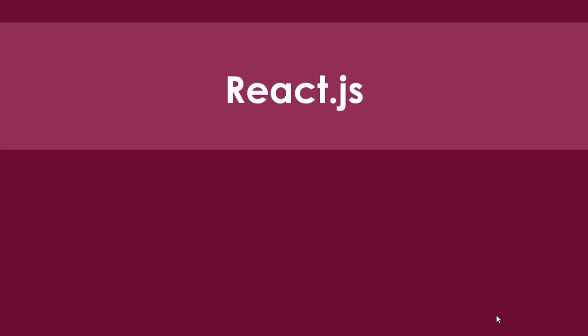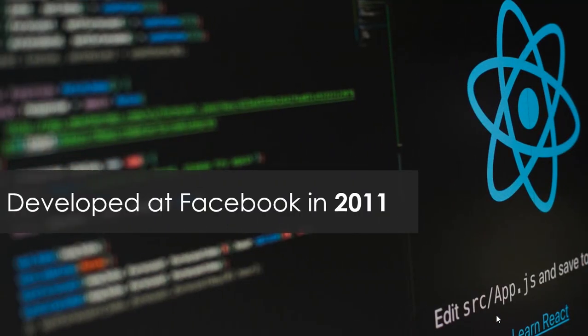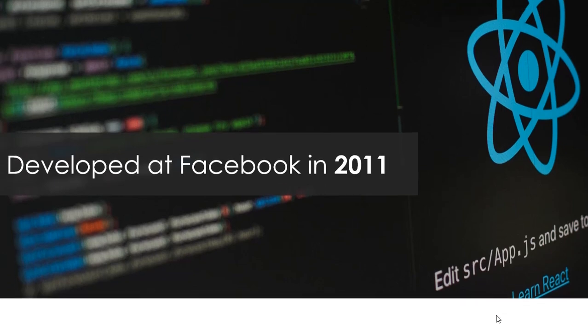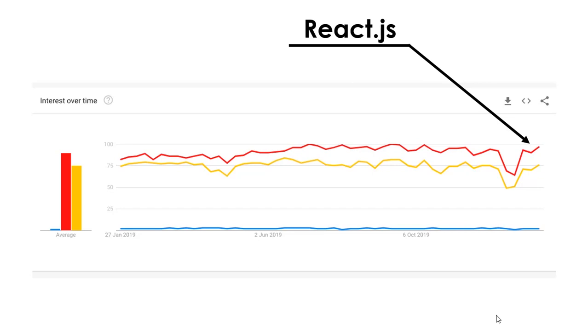What is React? React is a JavaScript library for building fast and interactive user interfaces. It was developed at Facebook in 2011 and currently it is the most popular JavaScript library for building user interfaces. As you can see on Google Trends, React is dominating the space of libraries and frameworks for building user interfaces. The other two players here are Angular and Vue.